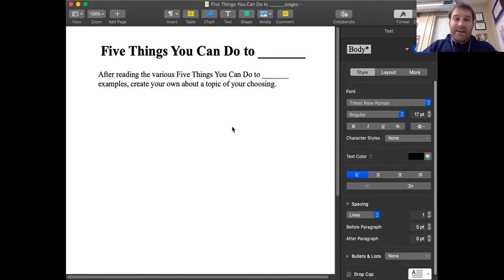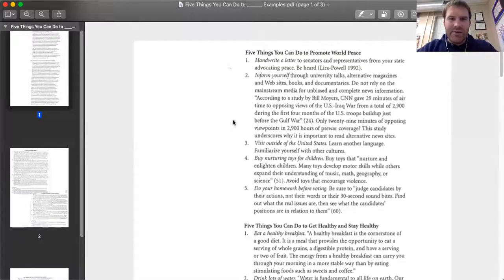What does that mean? Well, let us look at it. First, we'll look at the actual assignment. So after you've read the various things you can do to blank examples, create your own about a topic of your choosing. So you can choose whatever topic you want to create your own list of 5 things about. Here are the examples. This is on Classroom. This is attached to the assignment.